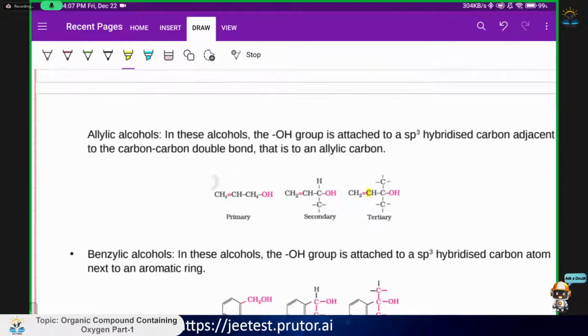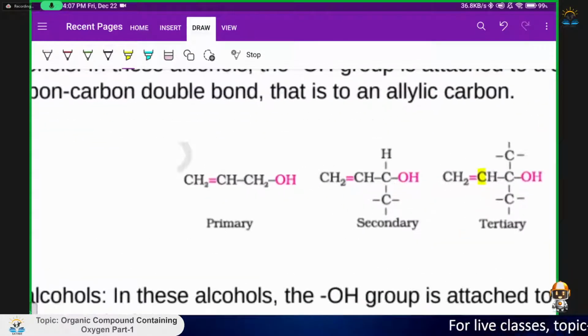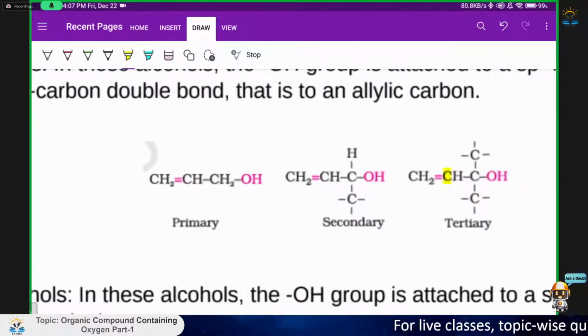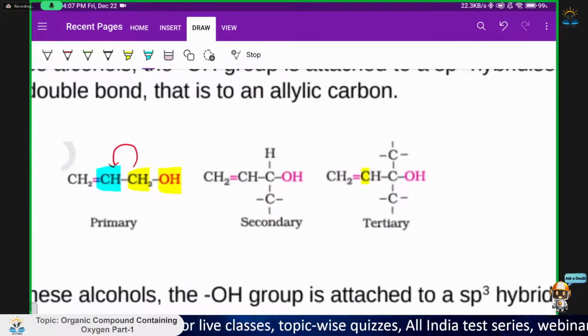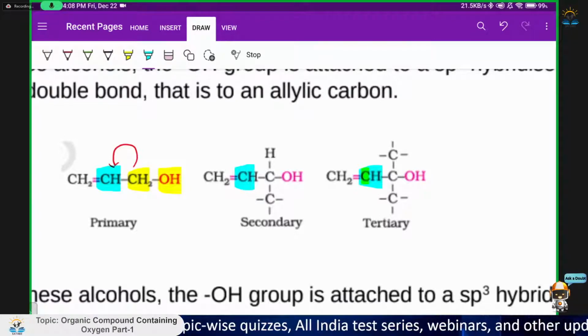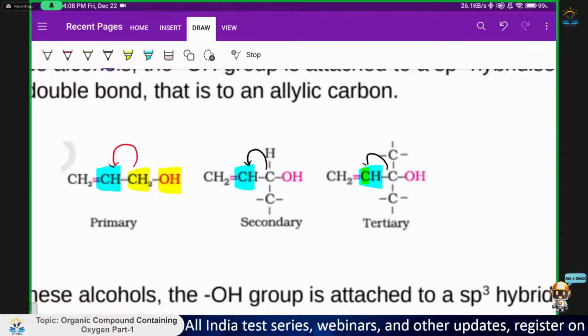What are allylic alcohols? In these alcohols, the OH group is attached to an sp3 hybridized carbon adjacent to a carbon-carbon double bond, that is, to an allylic carbon. So here our OH group is attached to an sp3 hybridized carbon only, but that sp3 hybridized carbon is attached to what? An sp2 hybridized carbon. So here we can have an example. Our OH group is attached to an sp3 hybridized carbon, but that carbon is attached to an sp2 hybridized carbon. Here also the same: the sp2 hybridized carbon is here, and to that is our sp3 hybridized carbon to which the OH group is attached.